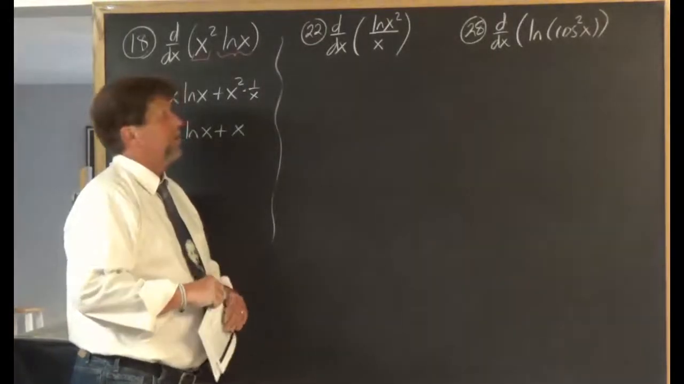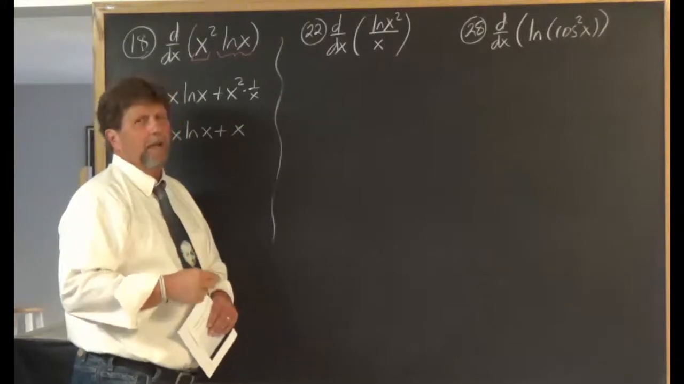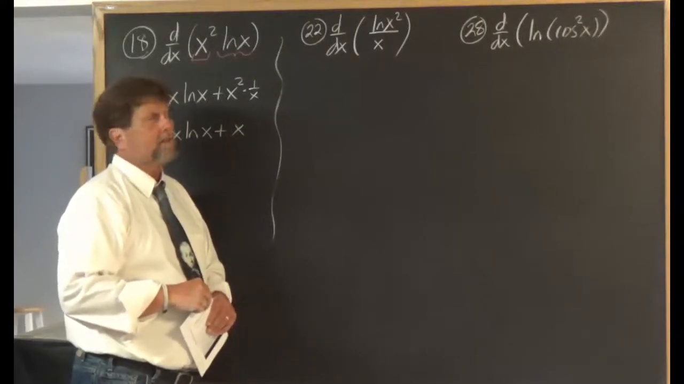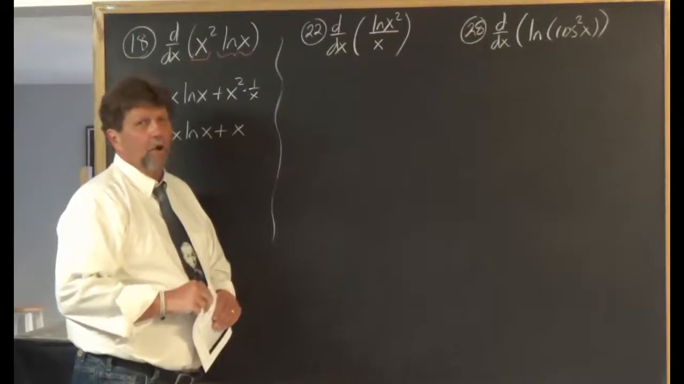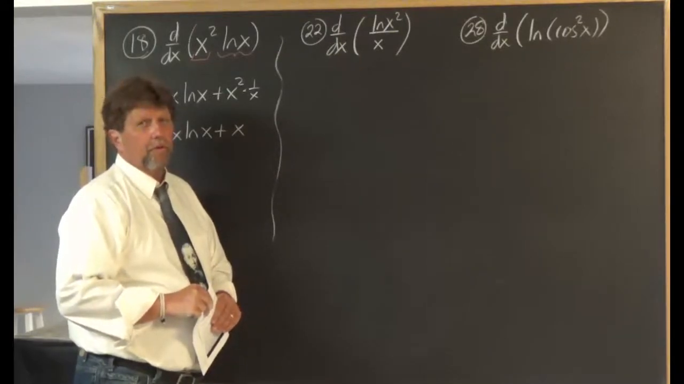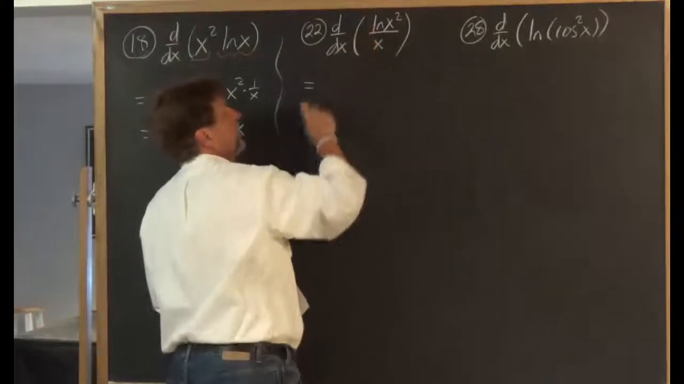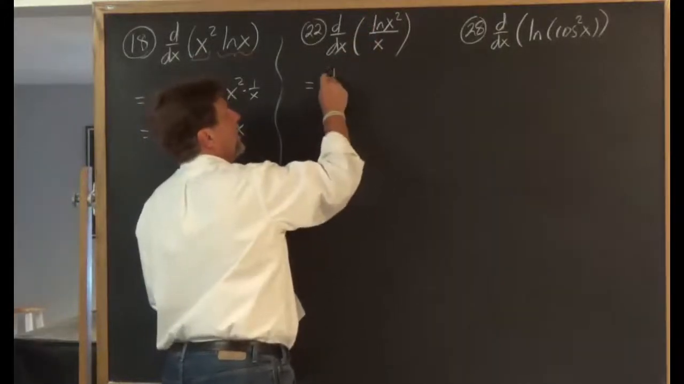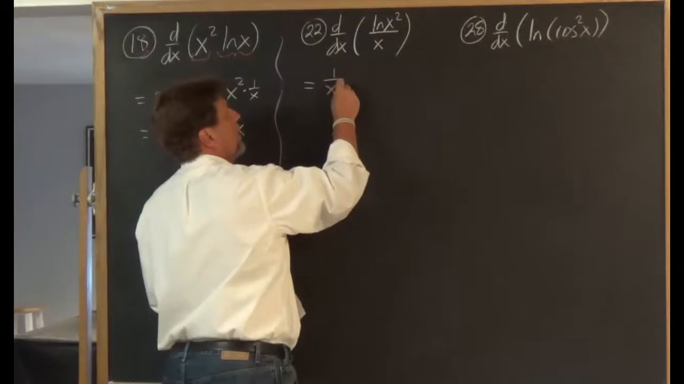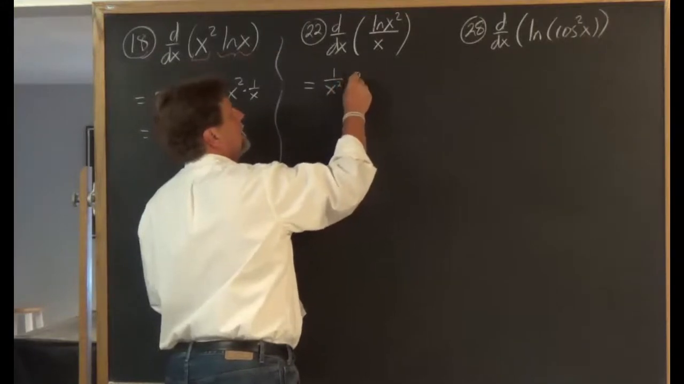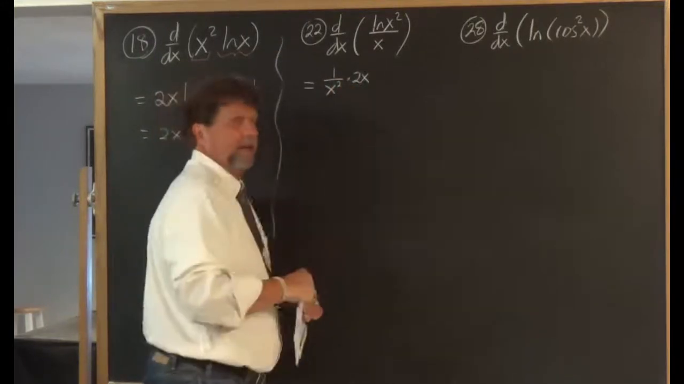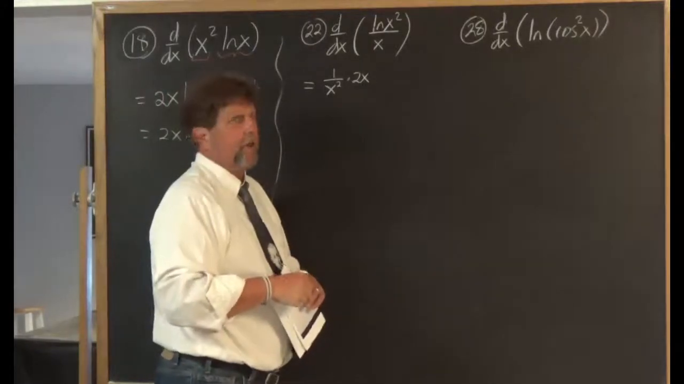22, the derivative with respect to x of natural log x squared over x. No way around this one. We have to use the quotient rule. So here we go, quotient rule. Quotient rule says the derivative of the numerator. Well, that's 1 over x squared times 2x. Don't forget the chain rule.